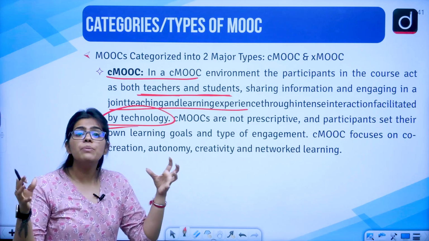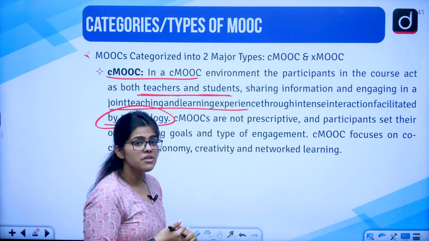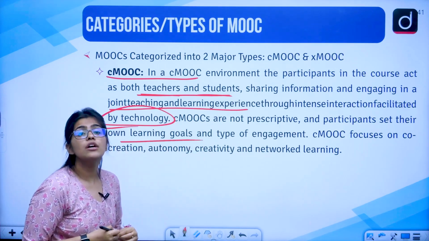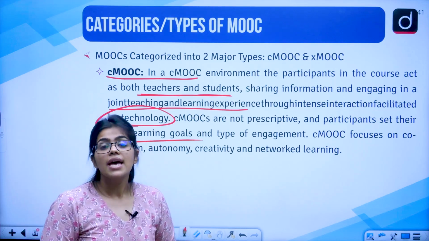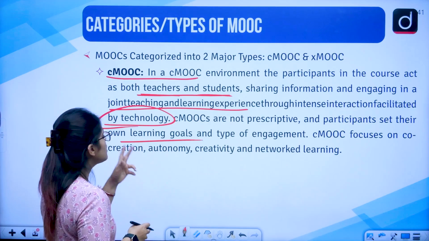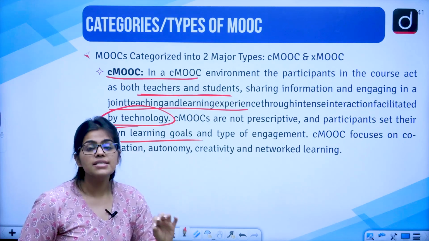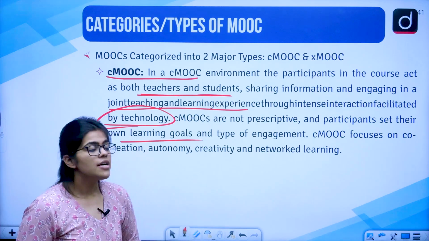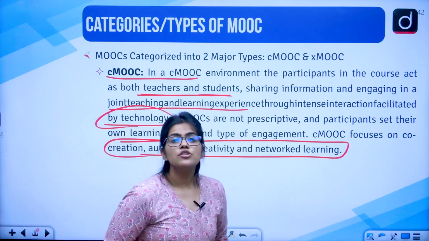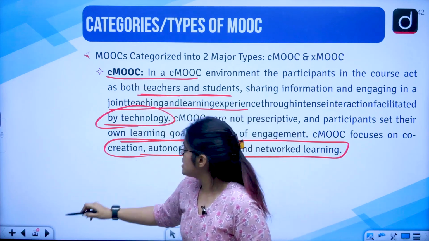Now the technology will bring the teacher and the student together. C MOOCs are not prescriptive and participants set their own learning goals. Here the goals are set by the participants. It is more of a student-centered approach. C MOOCs focus on co-creation, autonomy, creativity, and there is always networked learning, right? So you create your own networks here. So you will have community building that can happen. That is your C MOOC.